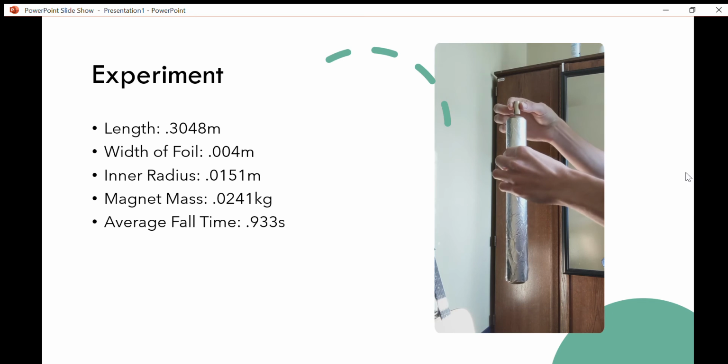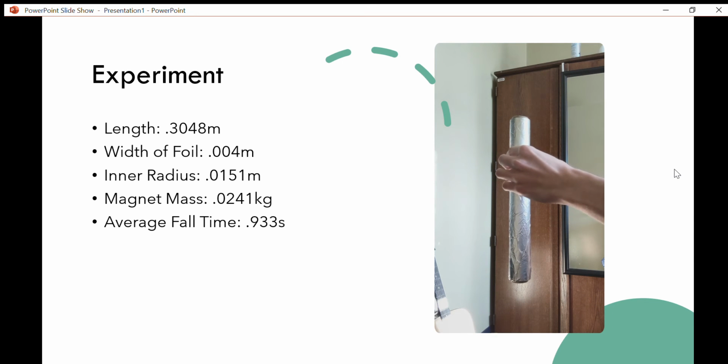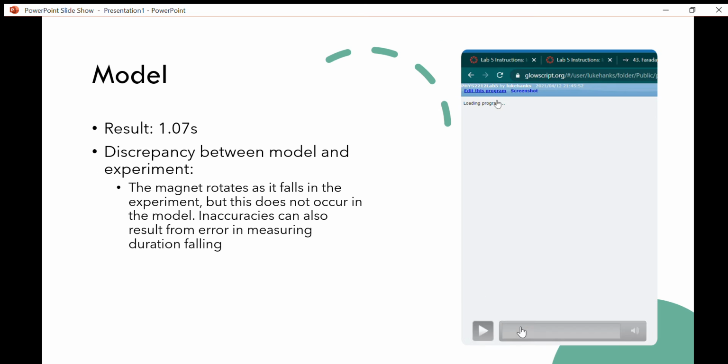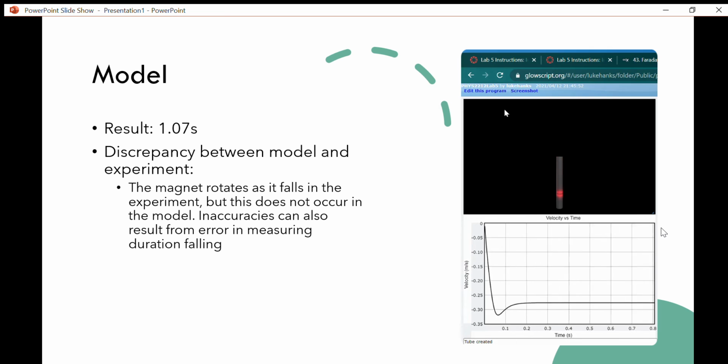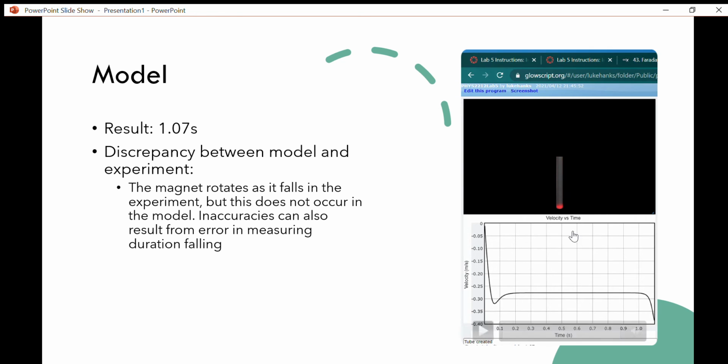So here's my experiment. Here's the video, or one of my 5 videos I used. And so I thought this was a really cool experiment, just the way it felt really slow. But on the left, you can just see some of my experimental constants I found. And my average fall time was 0.933 seconds. So here's my model. And the model calculated it would take 1.07 seconds to fall.